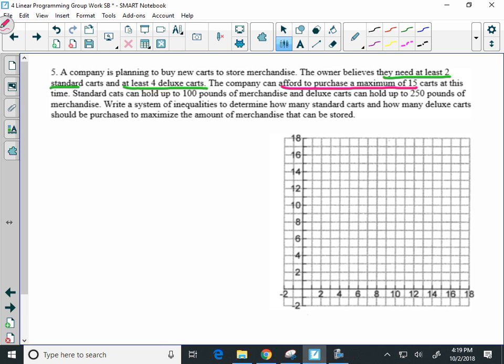Standard carts can hold 100 pounds of merchandise and deluxe carts can hold 250 pounds of merchandise. Okay? So the question is, we're going to write a system of inequalities to determine how many standard carts and deluxe carts we need to buy to maximize the amount of merchandise that can be stored. Well, in this problem, there is nothing telling you what to do. So the first thing you need to start with is figuring out what are your variables. What's going to be X? What's going to be Y?